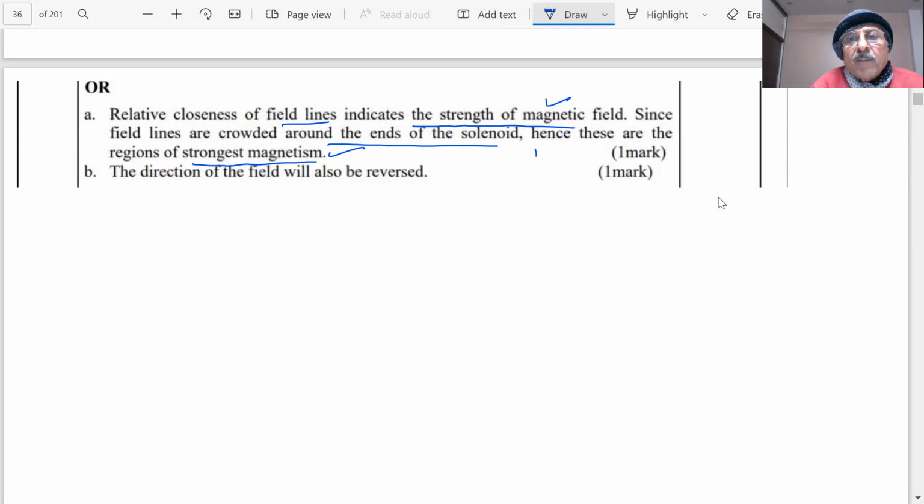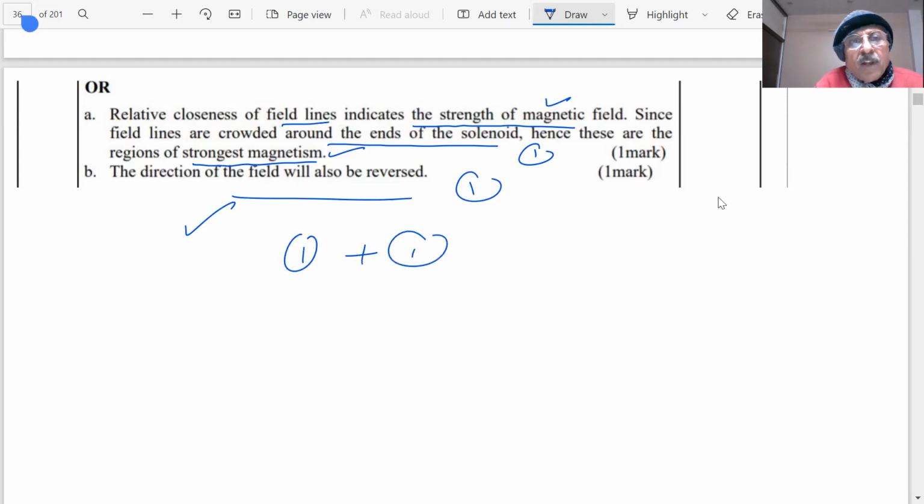So this gives you 1 mark, student. The direction of the field will be reversed when the direction of current is reversed. So in total you are getting 1 + 1. This is the marking scheme. Total 2 marks. Question of 2 marks, student. All right.